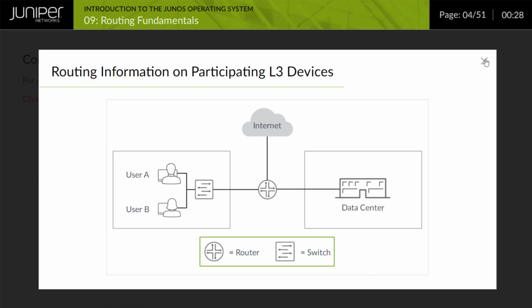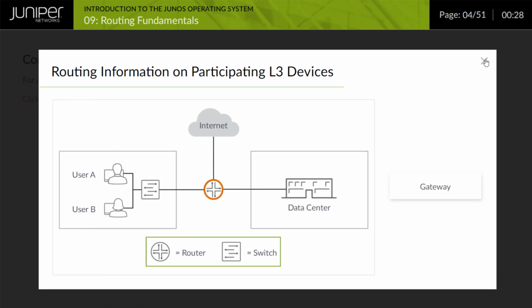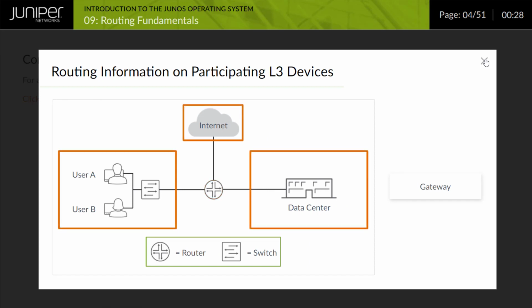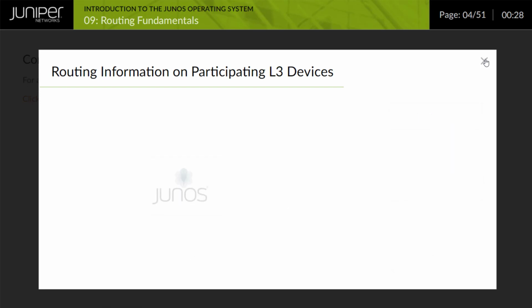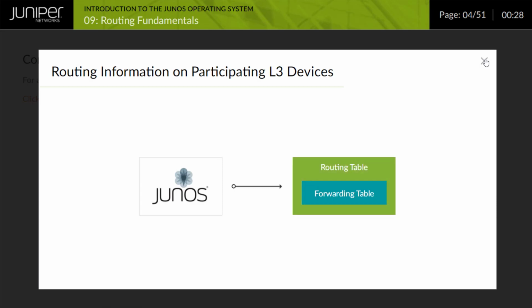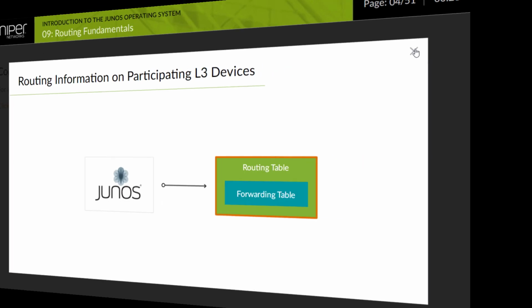The devices within the user and data center networks must have the proper gateway configured, which is a router that connects to those networks as well as to the Internet. The gateway device must determine the proper next hop for each destination prefix for transit traffic it receives. Devices running the Junos OS use the forwarding table, which is a subset of information found in the routing table, to make this determination. Routing and forwarding tables will be discussed in the following sections.